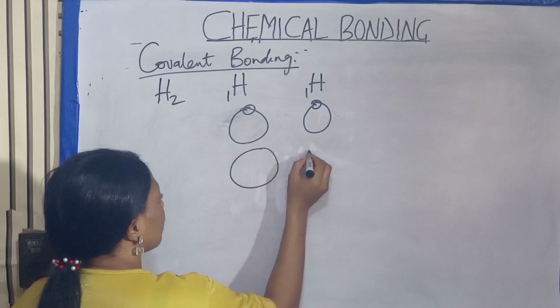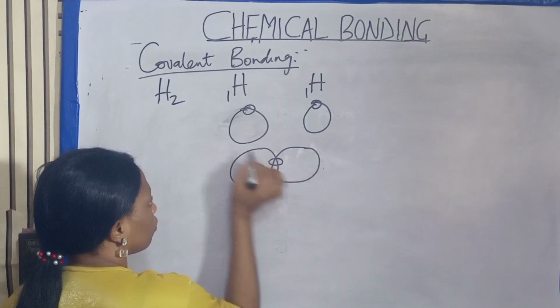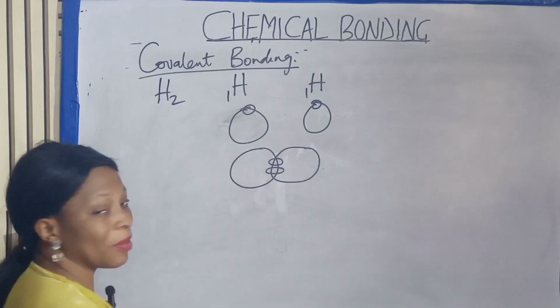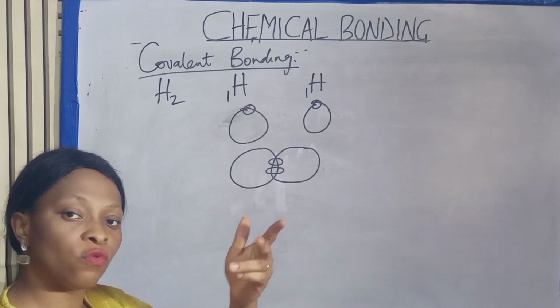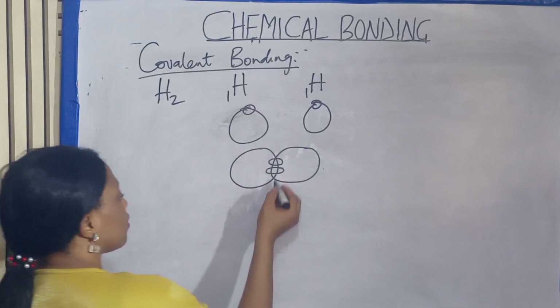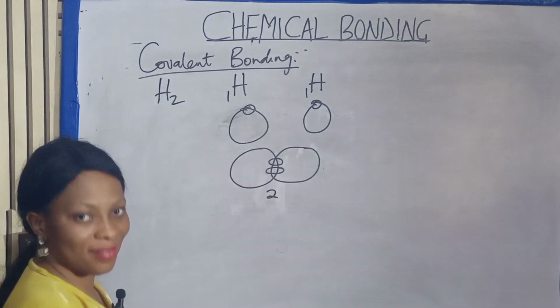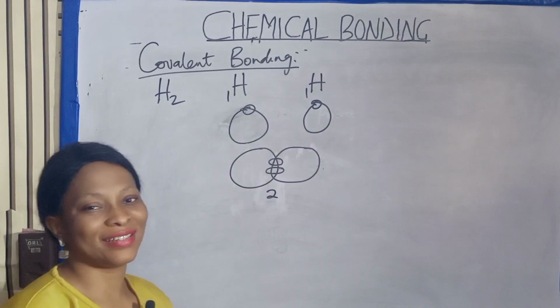When they come together, this one is coming with its electron and this one is also coming with its electron. As you can see, both of them now have 2. Remember, for them to be stable, they must have either 2 or 8 in their outermost shell. So what is it here? 2. 1, 2. So they are stable. This is what we refer to as covalent bonding.